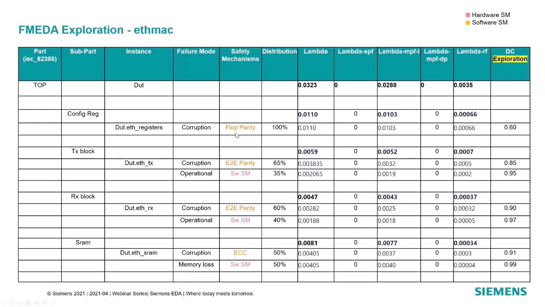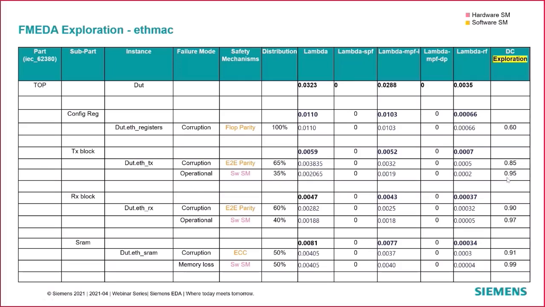Just adding the flop parity on the configuration register block for hardware faults, we see around 60% coverage. But when we add end-to-end protection on a data path, we see around 85% coverage, and the software safety mechanism gives us around 95% coverage. So this becomes our initial analysis document, which serves as one of the key pieces that we are trying to validate in this flow.